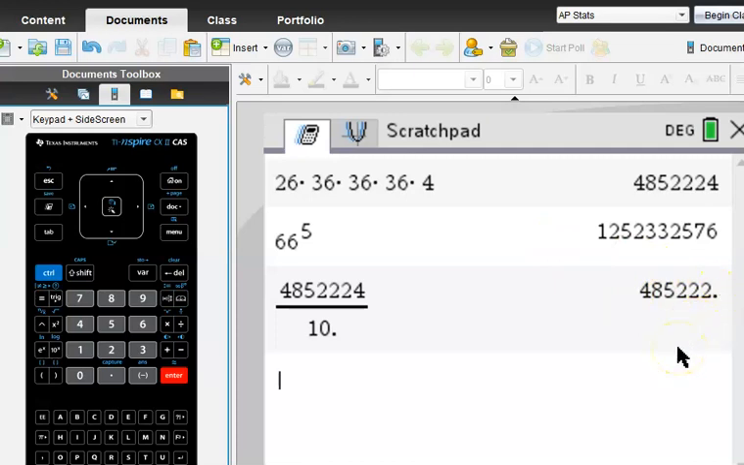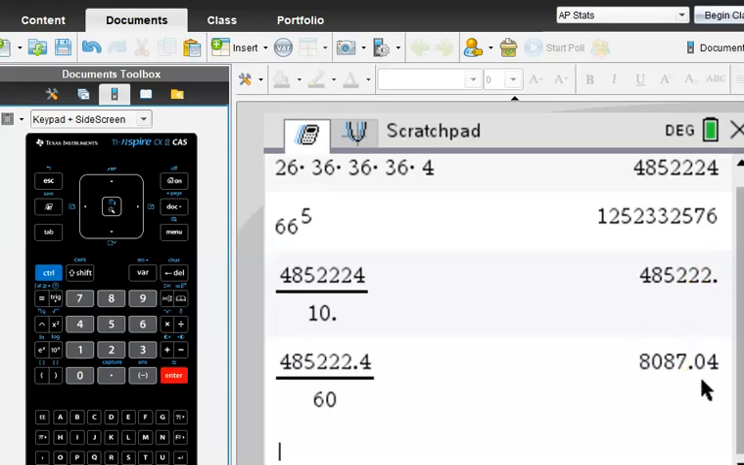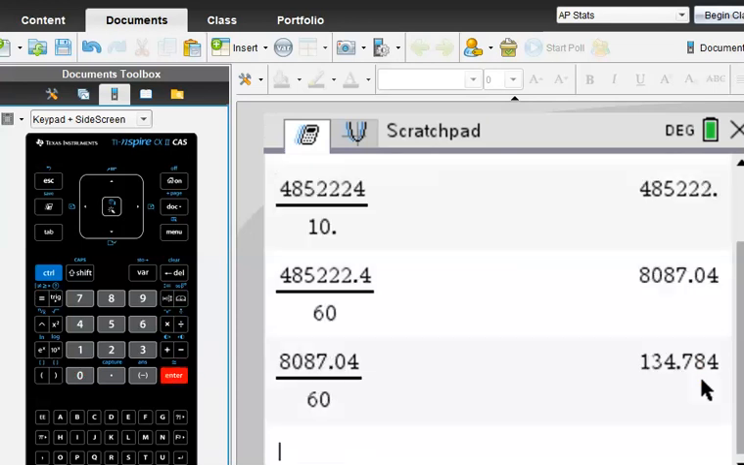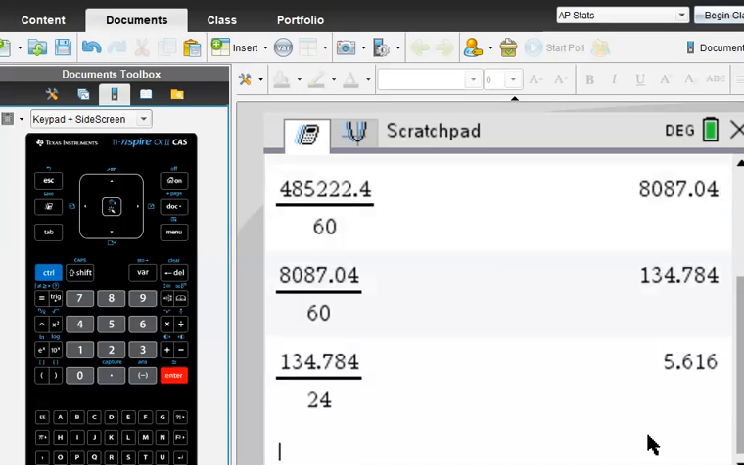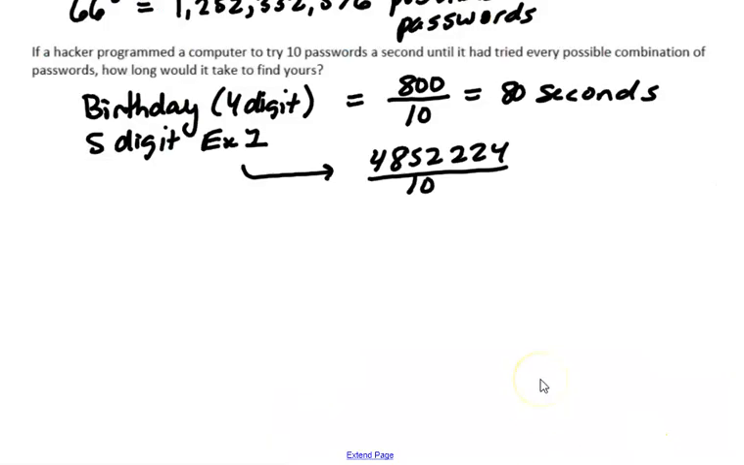seconds. Now let's divide that by 60 again, and this would tell me how many minutes it would take. So let's divide it by 60 again, and this would tell me how many hours it would take. There's how many hours it would take to break the password. Let's divide this by 24 and figure out how many days it would take. So it would take about 5.6 days of continually trying password combinations to guess your password.